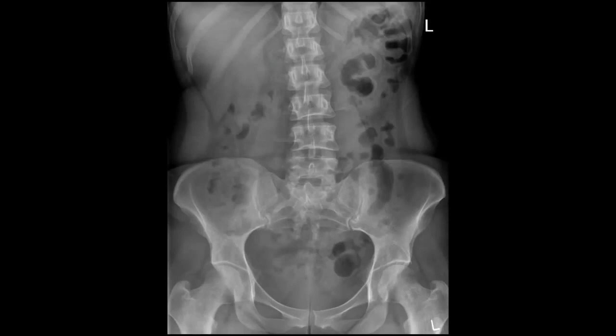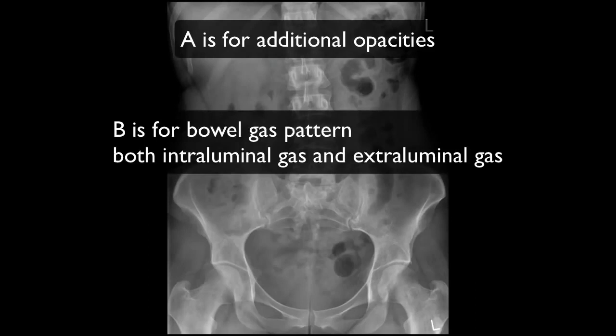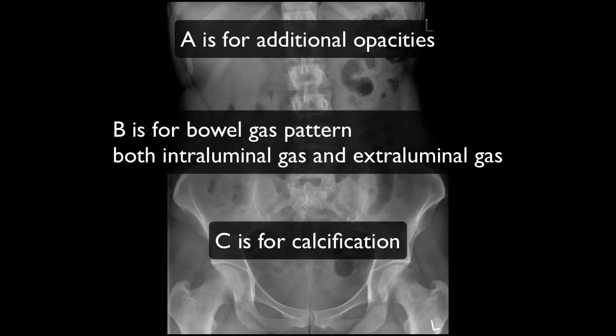And A stands for? So A is for additional opacities. B? Bowel gas pattern or extraluminal gas pattern, and C is for calcification.